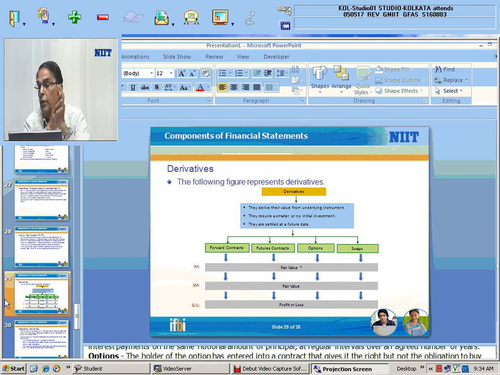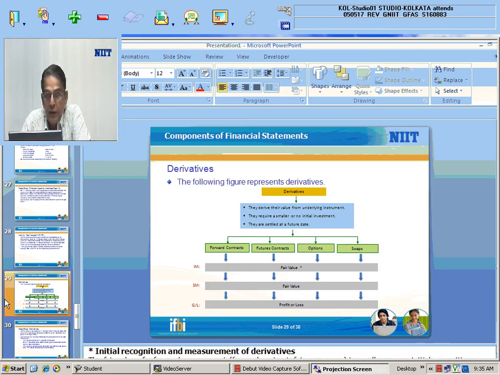So these are the four kinds of contracts which we call derivatives, and we will basically not be discussing derivatives much here. We will be discussing the accounting treatment for derivatives, and we will see an example also relating to accounting treatment for derivatives. So, initial recognition and measurement of derivatives.